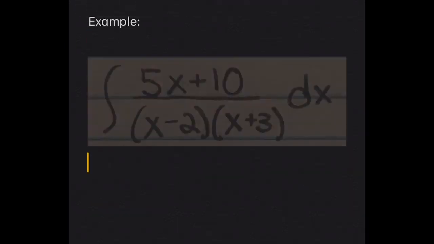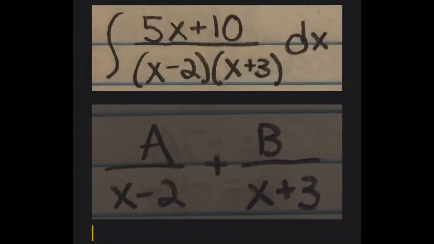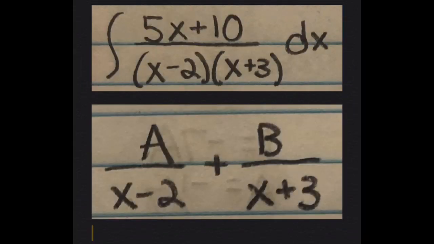My example is the integral of 5x plus 10 over (x minus 2) multiplied by (x plus 3) dx. So we separate the denominator as A over x minus 2 plus B over x plus 3, and we are solving for the big A and the big B.